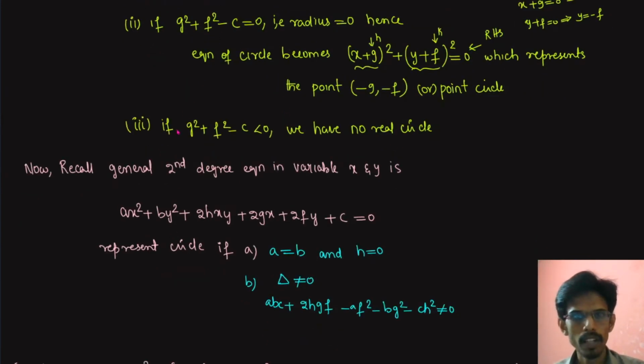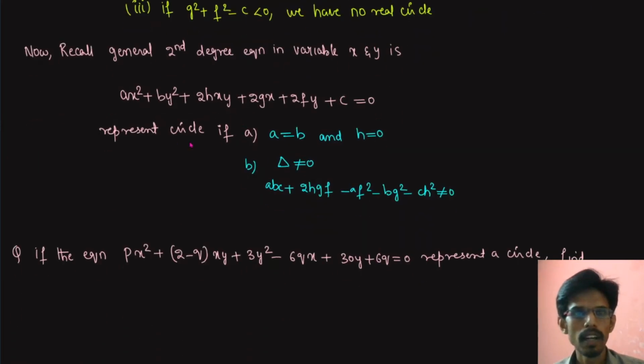Now if g square plus f square minus c is less than 0, then we have no real circle for that equation. Let us recall the general second degree equation in two variables x and y: a x square plus b y square plus 2hxy plus 2gx plus 2fy plus c.